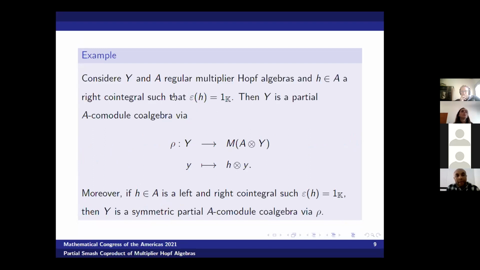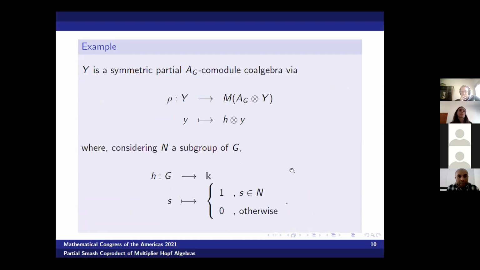In this example, we are using the definition given by Timmermann about integral and co-integral. Here we fix this element in the algebra. There is a co-integral in this case that satisfies this condition. Then we define this linear map, and then we are able to prove that we have another symmetric partial A comodual coalgebra.